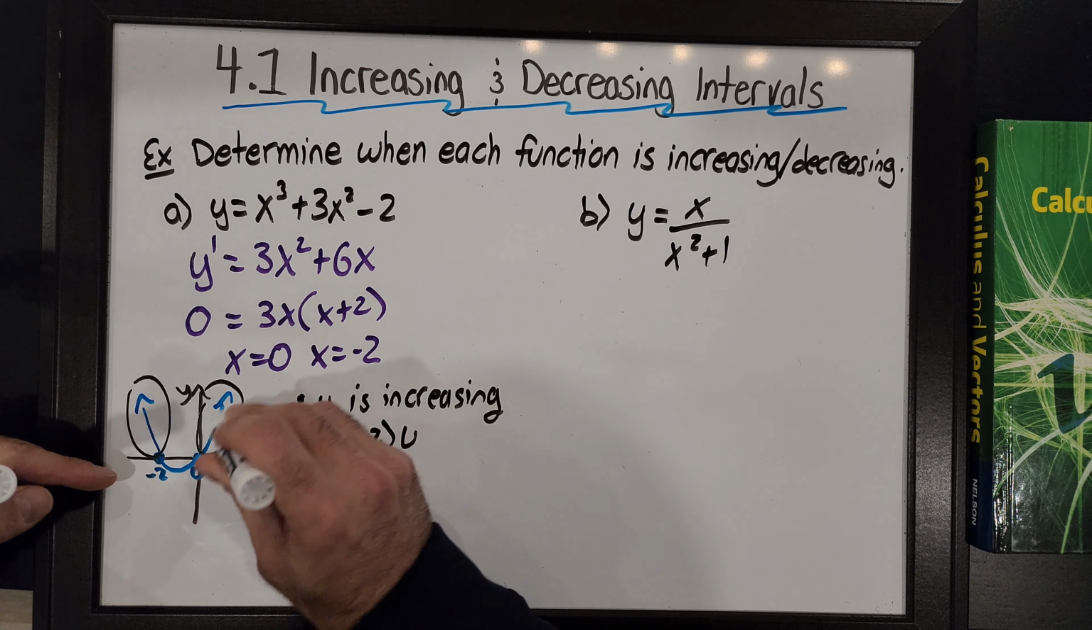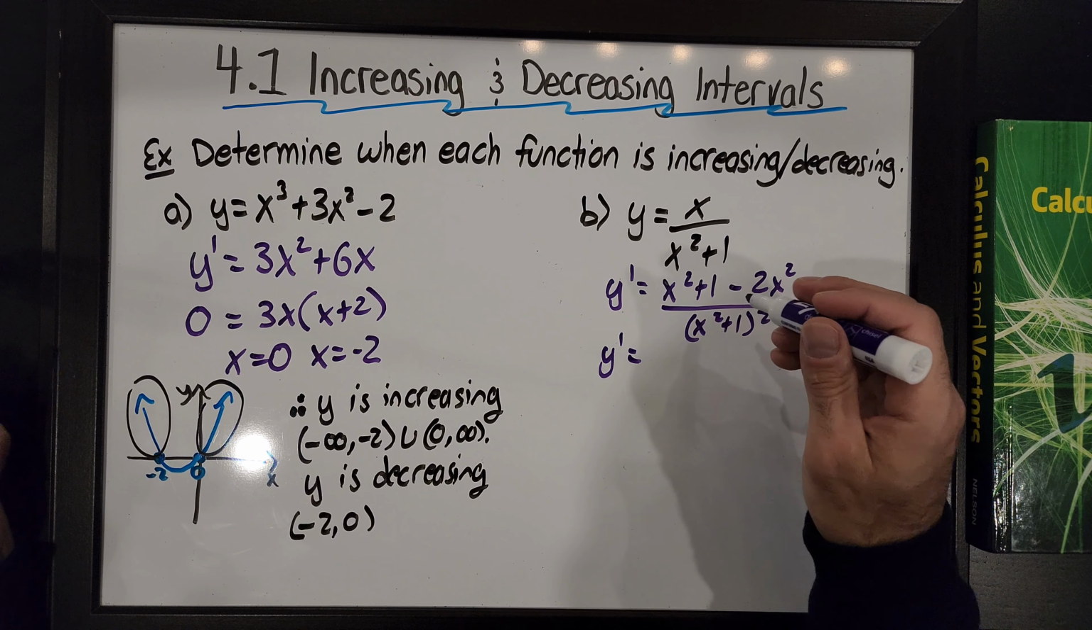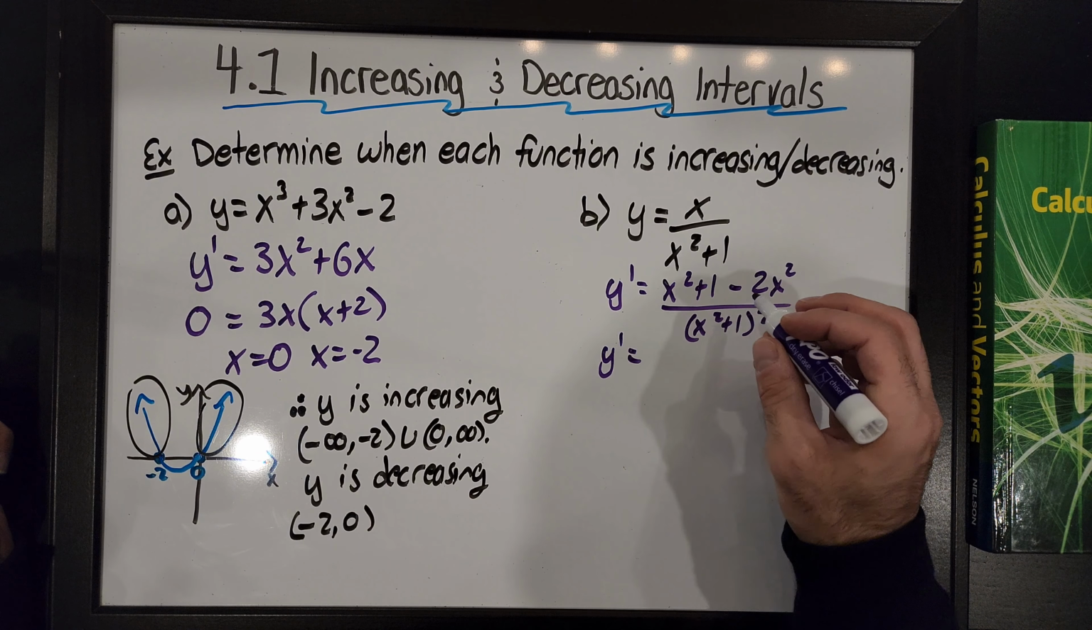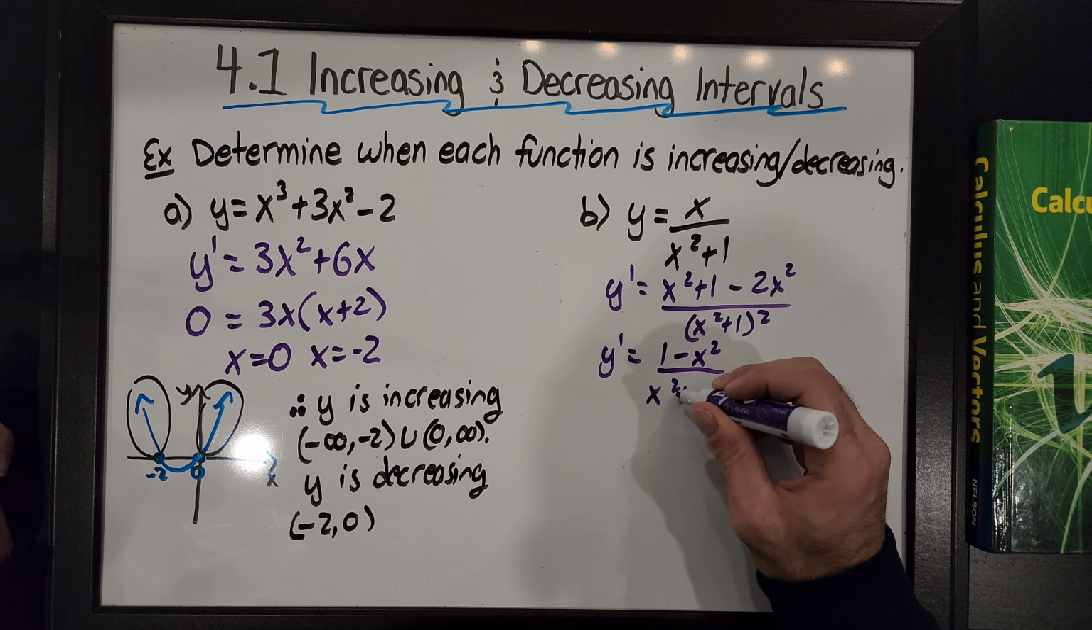Let's take a look at this one now. A little more complicated. We've got to do quotient rule, but that's not a big deal. We know how to do that. Chapter 2, we're pros. Chapter 3 as well. So y prime is the derivative of the top times the bottom minus the derivative of the bottom times the top over the bottom squared. When I'm solving in chapter 4, I always simplify and make sure my numerator is fully simplified so I can see some zeros. So this is going to be 1 minus x squared over (x squared plus 1) squared.